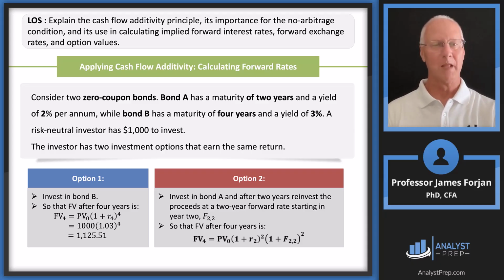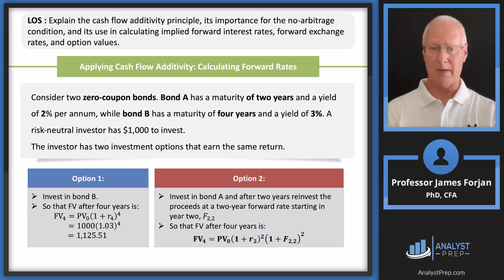All right, so we have 2 choices here down at the bottom. We have option 1 on the left and option 2 on the right. So what could we do? We could invest in Bond B. And what do we know? We're going to get 3% every year for 4 years. So what's our future value? Well, that's a super simple calculation down there.